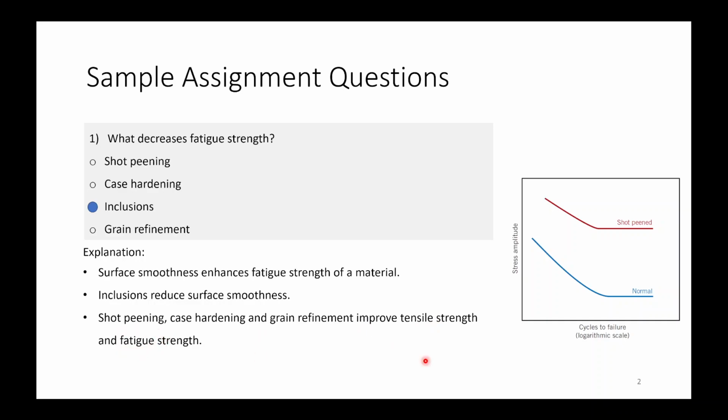In case of shot peening, we can see from this S-N curve as well. So for normal material compared to shot peened material, the shot peened one shows better fatigue strength, and case hardening and shot peening introduce some compressive stresses in the surface of the material, which leads to improvement in your fatigue strength.